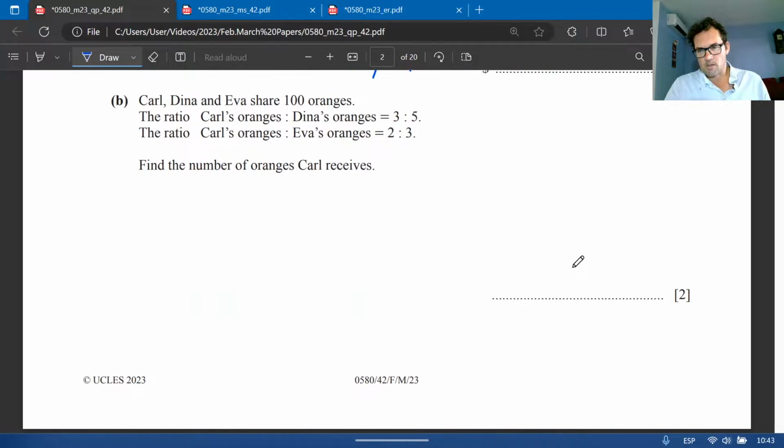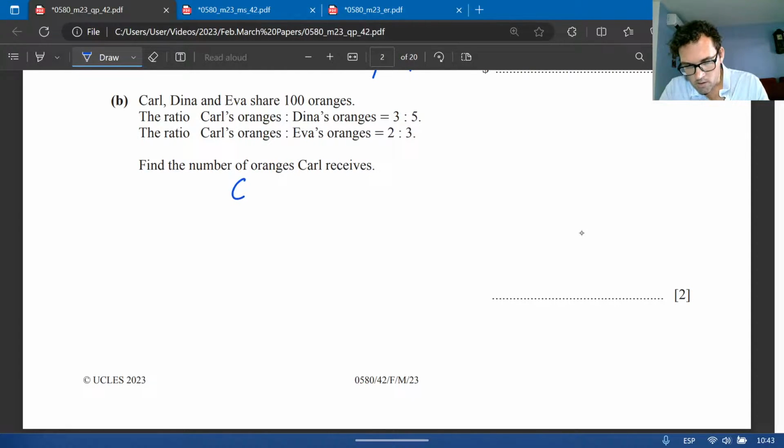Right, now question B, we've got Carl, Dina and Eva sharing 100 oranges. It's a weird thing to do, but anyway. The ratio of Carl's oranges to Dina's oranges is 3 to 5. The ratio of Carl's oranges to Eva's oranges is 2 to 3. Find the number of oranges Carl receives. Oh my goodness. Let's write all that working down here.